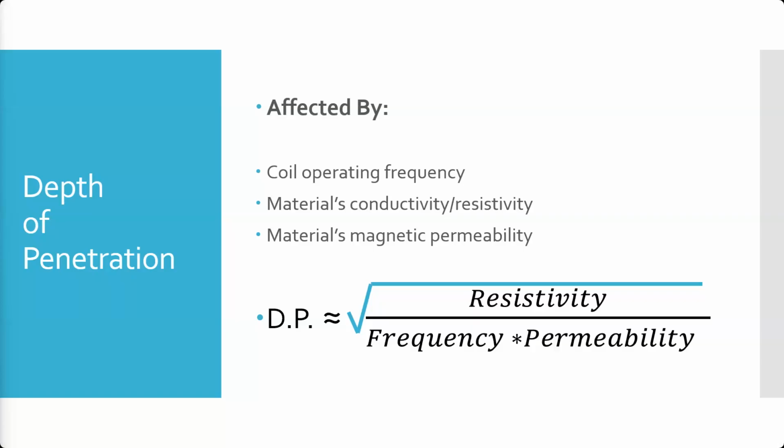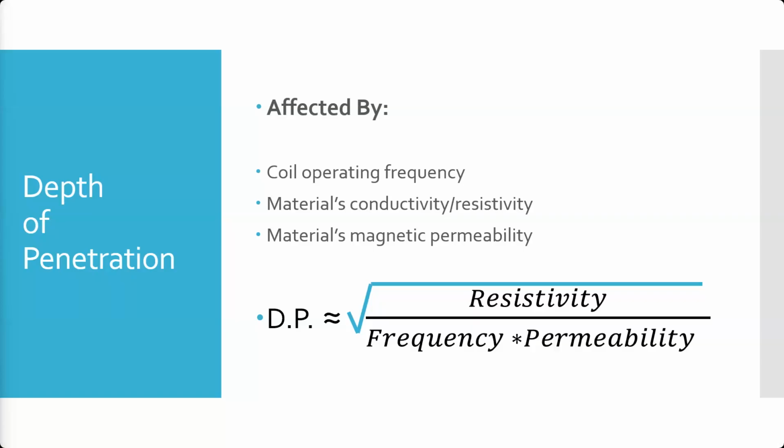So if I want to look at surface flaws, things that are close, do I need a high depth of penetration or a low depth of penetration? Low. I don't need that signal to penetrate very far in the part. So if I want a low depth of penetration, would I run a relatively higher or relatively lower frequency through my probe? If frequency is on the bottom, the higher the number, the bigger the number on the bottom, the smaller the resultant depth of penetration is going to be.